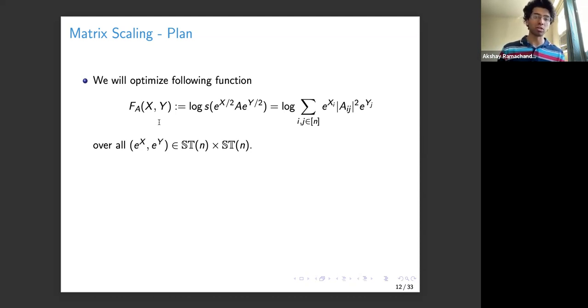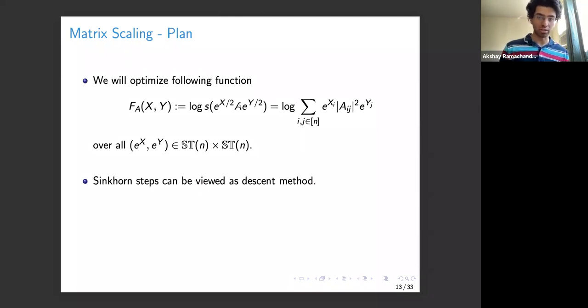So we want to minimize over all e to the x, e to the y that are diagonal matrices with determinant 1. You can also see this as x, y that are diagonal matrices with trace 0. Again, these are just normalizations that just affect how the problem is phrased, but morally, we want to find the minimum norm element. And it turns out that Sinkhorn algorithm is a descent method on this function. So Sinkhorn algorithm makes progress, like decreases this function towards the optimum.